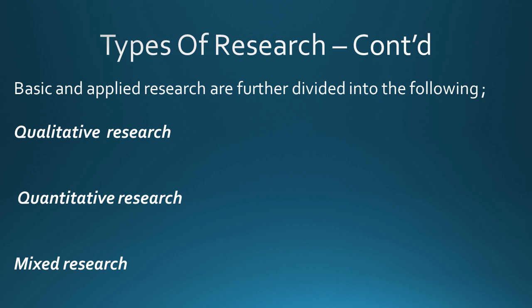Basic and applied research are further divided into the following: qualitative research, quantitative research, and mixed research. Let's quickly look at what they mean. Qualitative research. It relies on unstructured and non-numerical data. The data includes field notes written by the researcher during the course of his or her observation, interviews and questionnaires, focus groups, participant observation, audio or video recordings carried out by the researcher in natural settings, and documents of various kinds.